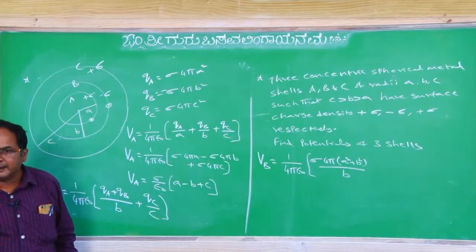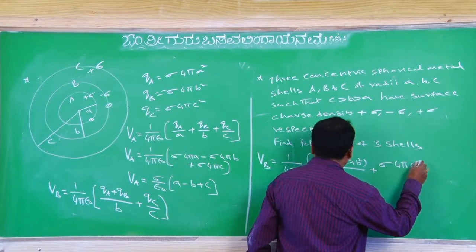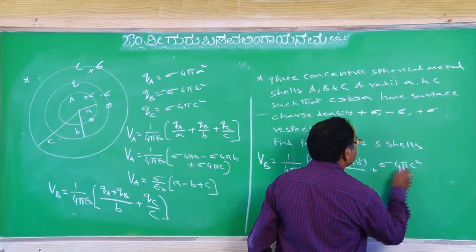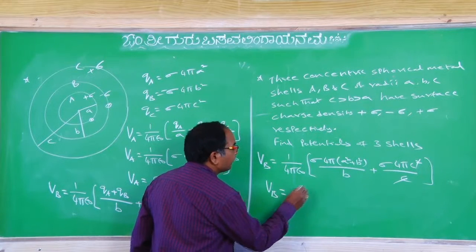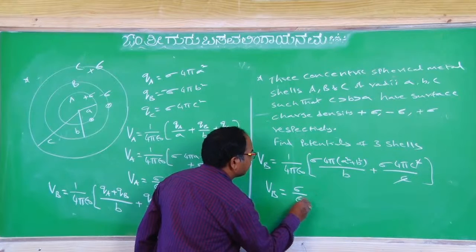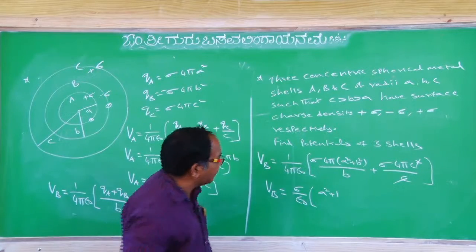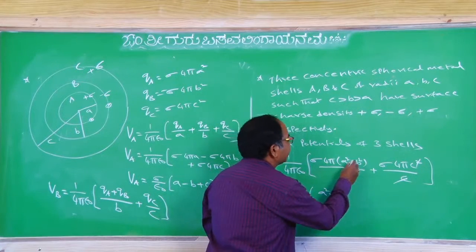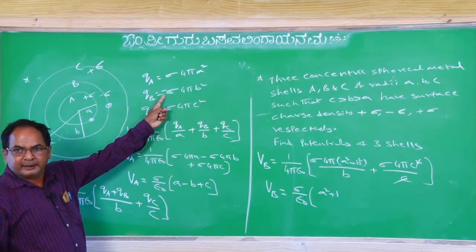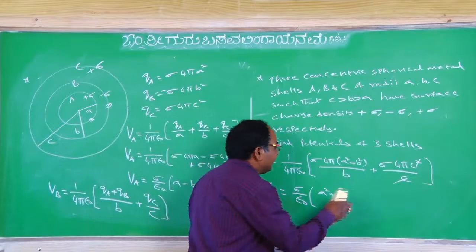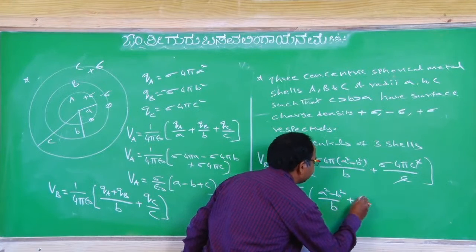Divided by B. Okay. Next, plus QC sigma into 4 pi C square divided by C, so this one cancels. This one we may write VB is equal to, 4 pi cancel, so sigma by epsilon naught into A square plus B square, not B plus A, minus... This is what? Minus. Why? For the second, QB is negative. So minus. So here A square minus B square divided by B plus C.